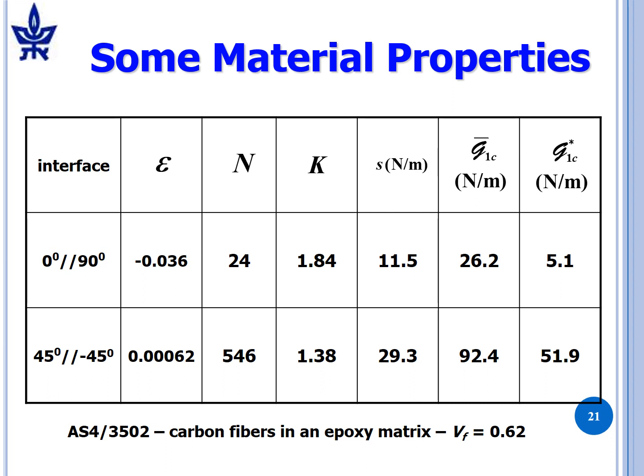And so we take our quantity, the average J1C value, which is 26.2 for the 0/90 interface, and we decrease it by K times S, the standard deviation, and we pay a very, very high price. J1C is 5.1, but we now have a handle on the statistics of the problem. And then for the plus 45, minus 45 degree, the G1C star is only about half of the G1C bar.